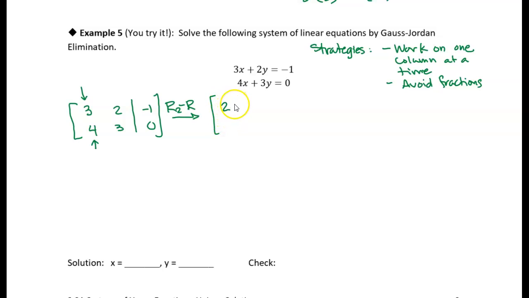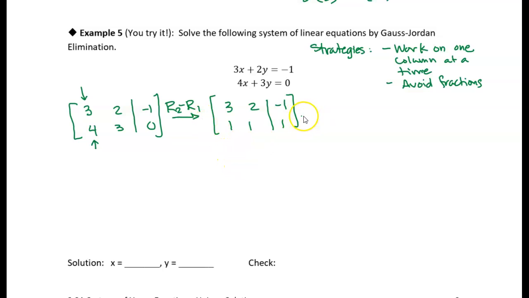So I'm not going to do anything to row 1. I'm just going to leave it as it is: 3, 2, minus 1. And I'm going to subtract row 1 from row 2. So 4 minus 3 is 1. And 3 minus 2 is 1. And then 0 minus a minus 1 is 1. Okay? So watch your signs there because it's easy to get messed up. All right. So that's all I did. I subtracted row 1 from row 2.